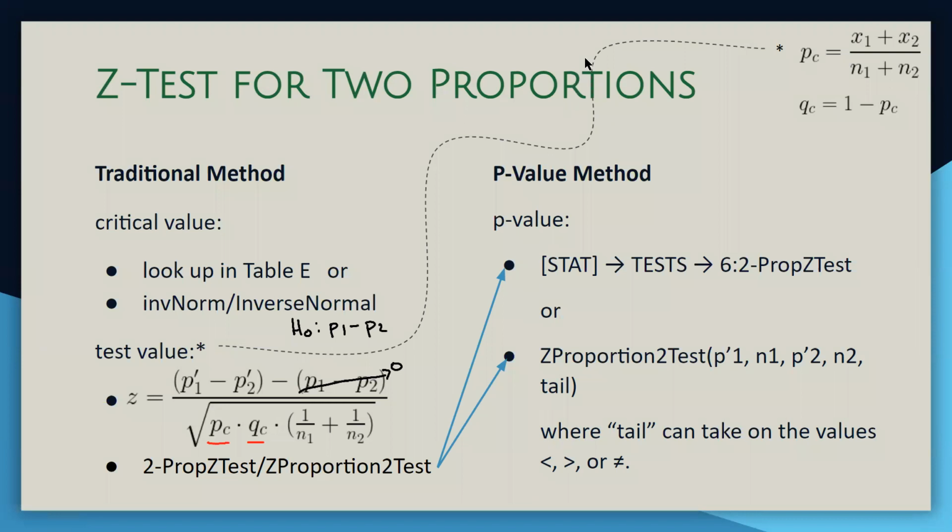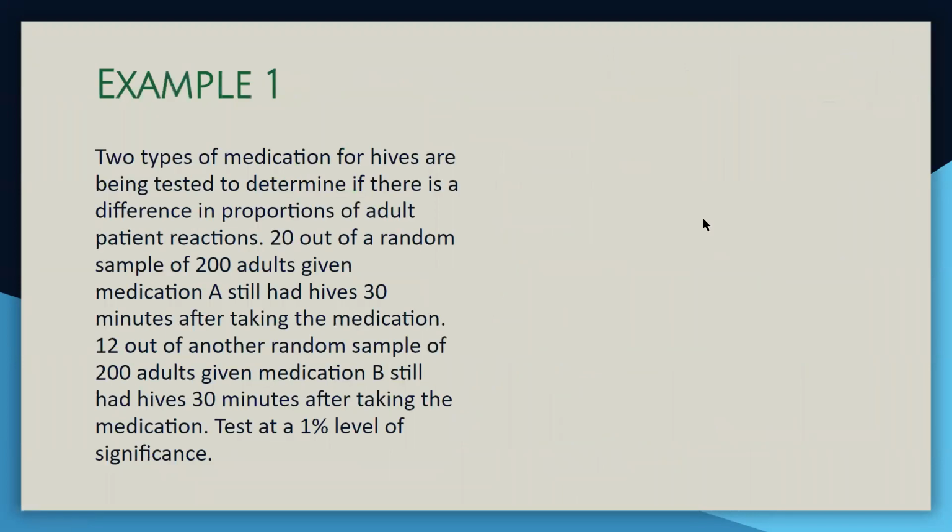Let's go ahead and do a couple examples. Starting with example 1, it says 2 types of medication for hives are being tested to determine if there is a difference in proportions of adult patient reaction. 20 out of a random sample of 200 adults given medication A still had hives 30 minutes after taking the medication. 12 out of another random sample of 200 given medication B still had hives 30 minutes after taking the medication. Test at a 1% level of significance.